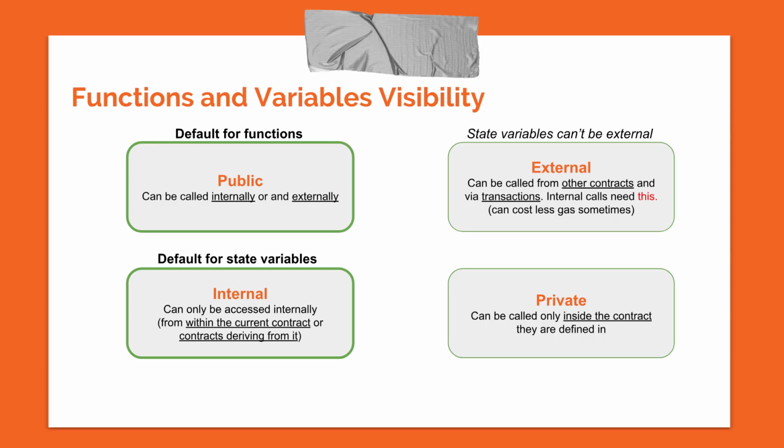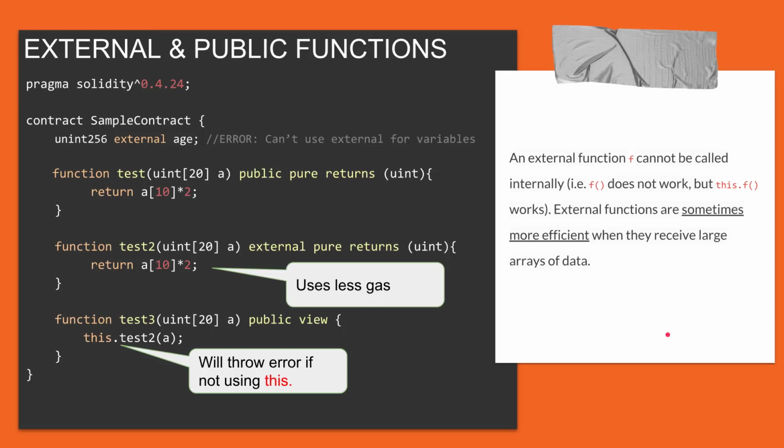Now let's see an example of external and public functions. Here we have a sample contract. At the first line, as you can see, I have declared a variable as external. If you try to do that, you will get an error and the contract will not compile. Remember, state variables do not have an external visibility.